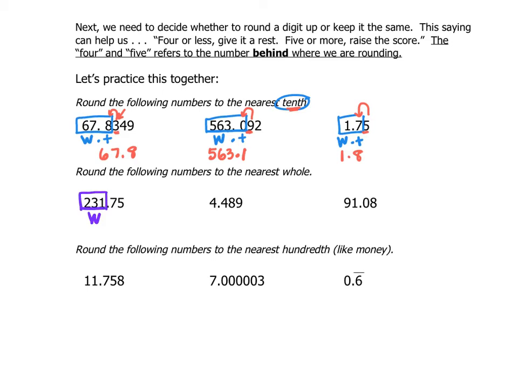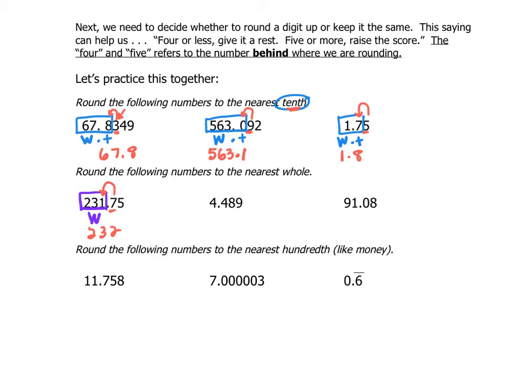So this is a whole number. 231 is a whole number. However, I have to look at the bossy number. The number behind where we cut this off, 7, is 5 or more. So it tells 1, the digit in front of it, to go up. So this number should be 232. And it's a whole number, no decimals involved.